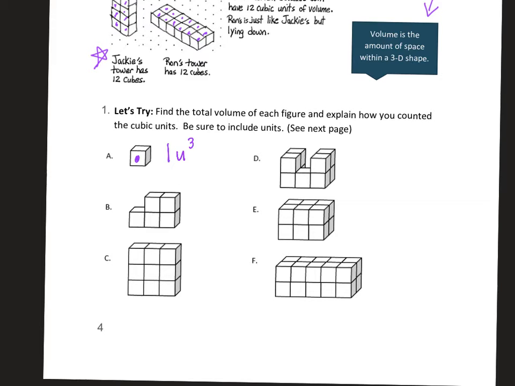Okay, so on B, I have 1, 2, 3, 4, and 5. All right, and if I look here, I can see that there aren't any more cubes behind it back here, right, when I do the width. So I can see that these are the only cubes here. There aren't any more behind it. So that means that this is 1, 2, 3, 4, 5. Okay, that means this is a total of 5 cubic units.